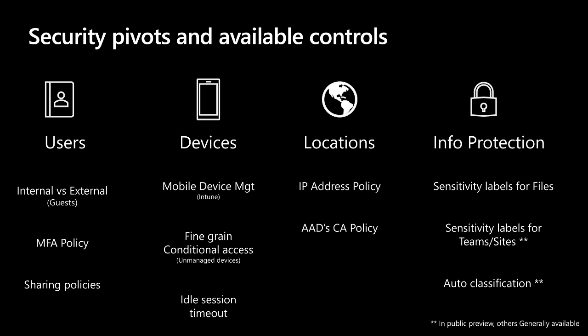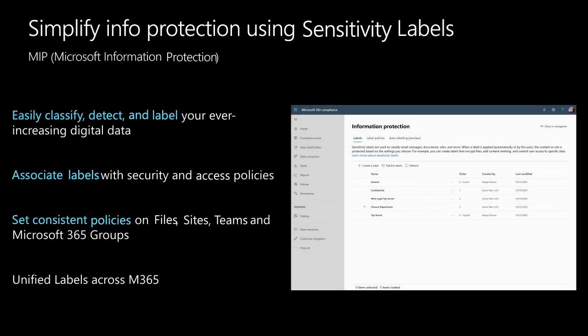I'm sure many of you are already aware of our journey in Microsoft information protection. We want to help you easily classify, detect, and label your ever-increasing digital data. With these labels, you can associate richer security and access policies to them. And not only that, these policies are consistent across files, teams, SharePoint sites, and Office 365 groups as well. In other words, we call them unified labels across Microsoft 365.